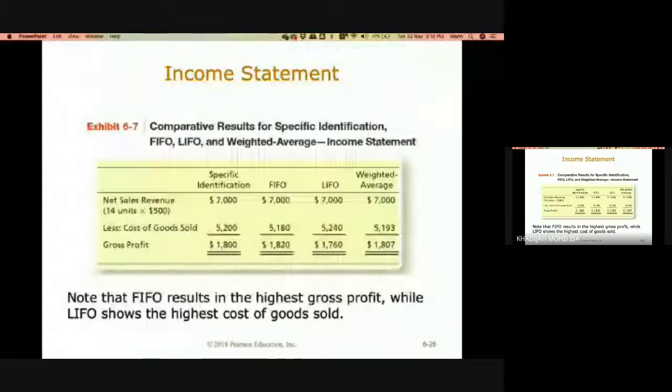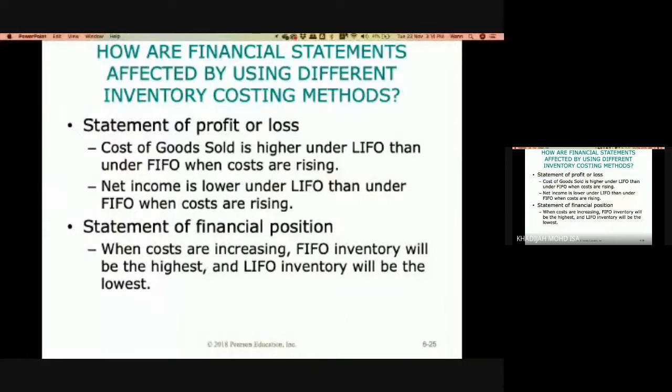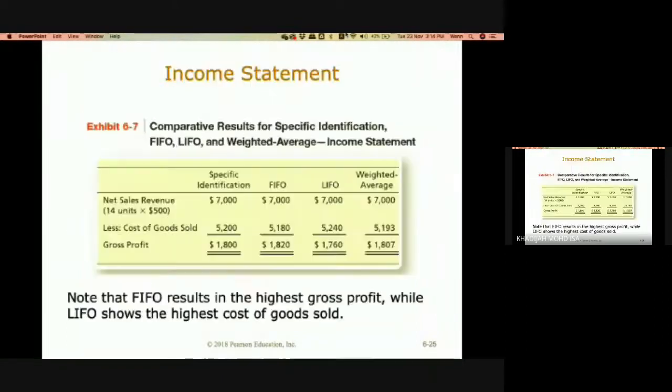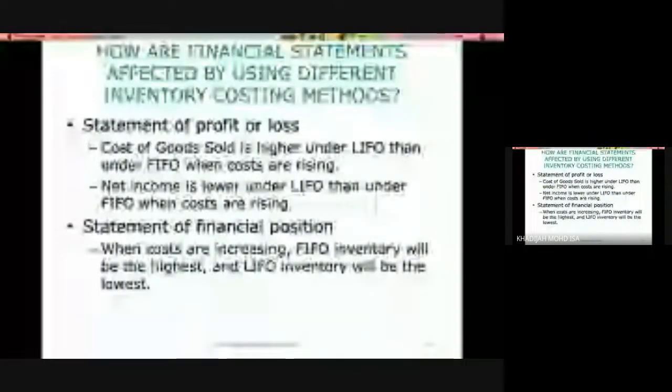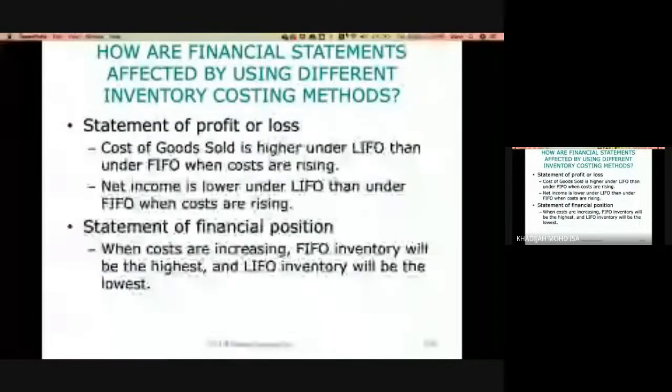Okay, hold on. Look at this comparison. You have two statements. One is your statement of profit and loss that shows you cost of goods sold. Here you will have sales minus COGS, and you have your profit. We call it the gross profit. In your financial position, you are going to show the closing inventory as the value for your inventory under your statement of financial position.